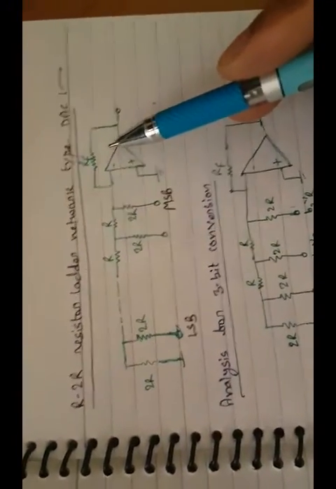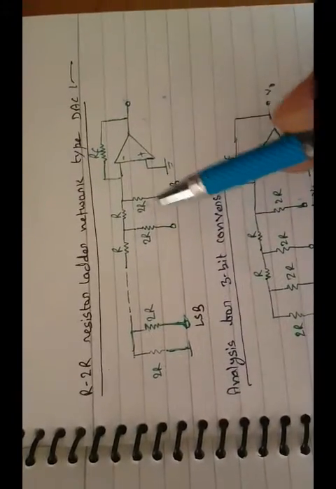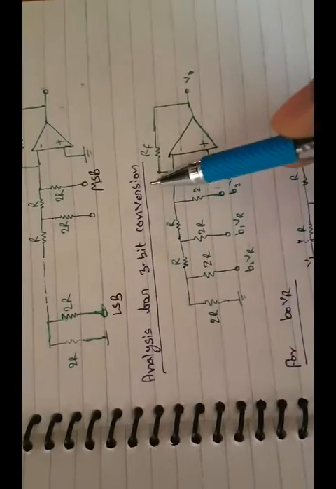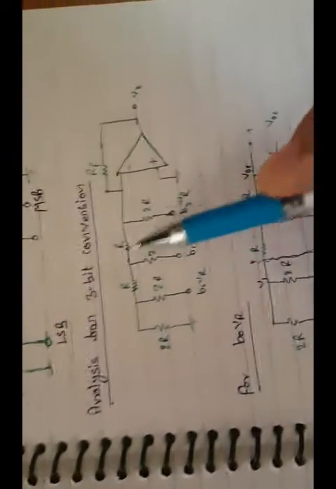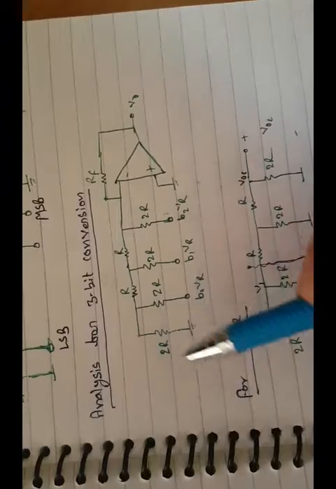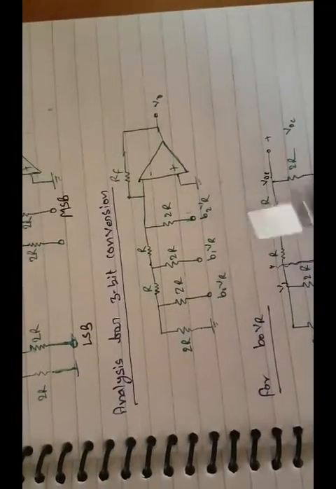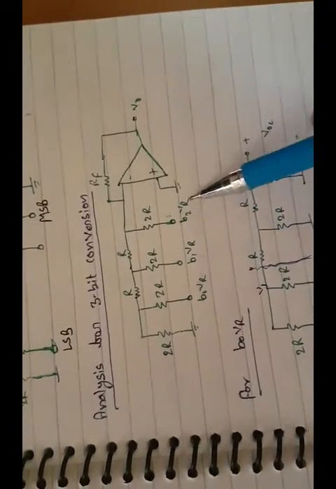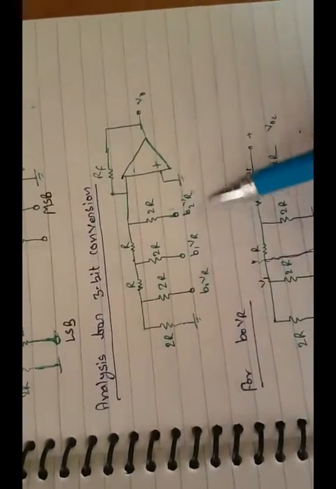This is for n bit, but for analysis we take a circuit for 3-bit conversion. For 3-bit conversion, this is the circuit diagram. Here we have B0 VR, B1 VR, B2 VR. This is the LSB and this is the MSB.